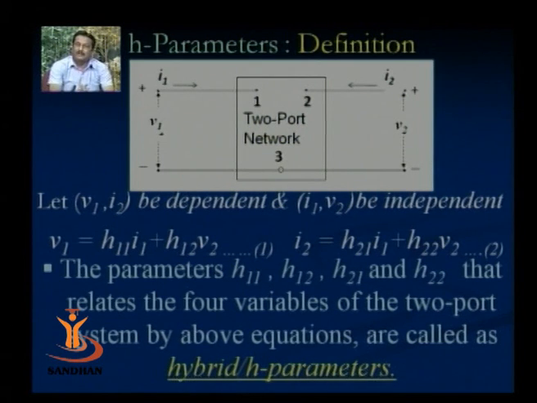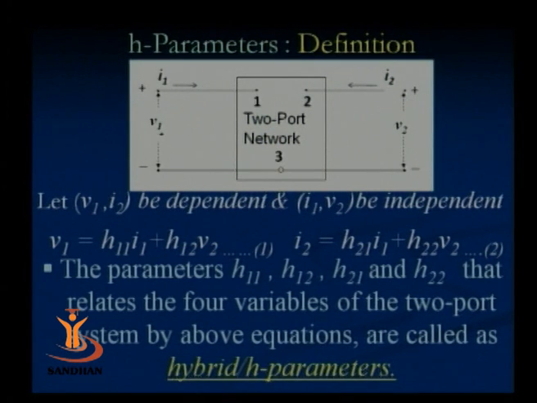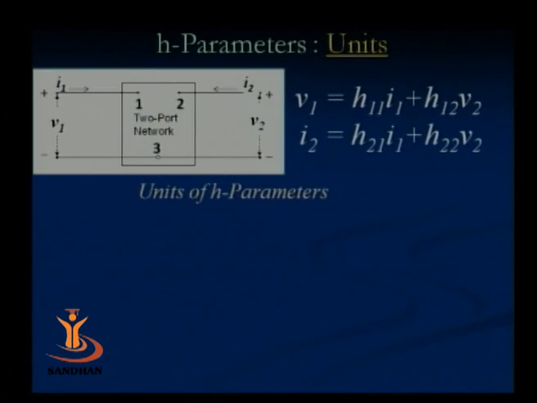So such parameters H11, H12, H21 and H22, which relate the 4 variables of the 2-port system by the above equations, are called hybrid parameters or H parameters. Now what are the units of these parameters? We have already defined H parameters. Here we can see in these 2 equations H11, H12, H21 and H22. These are the 4 H parameters. Now what are their units?